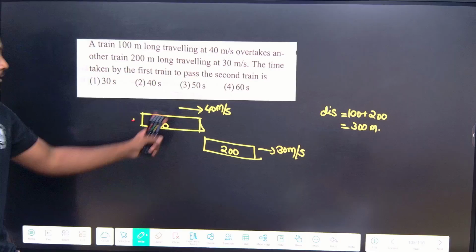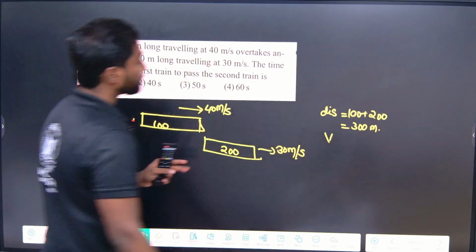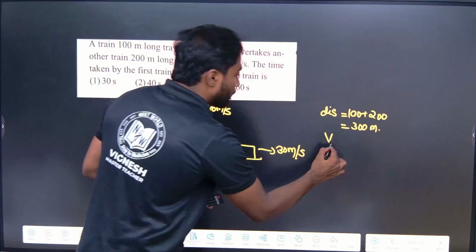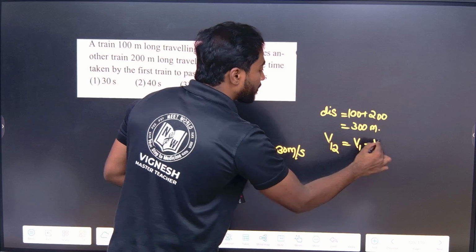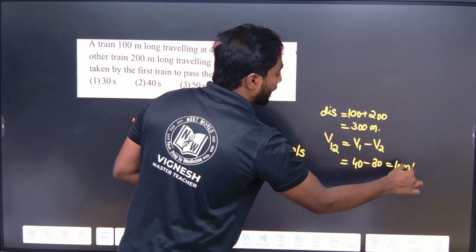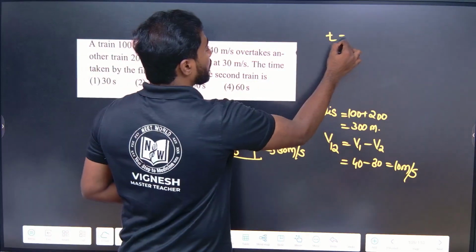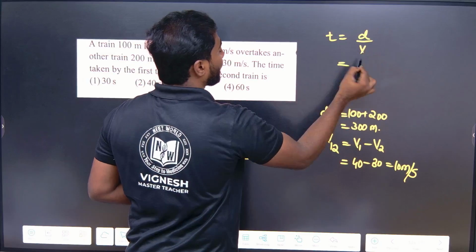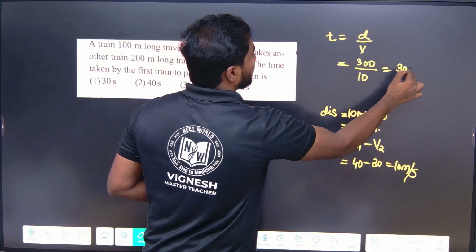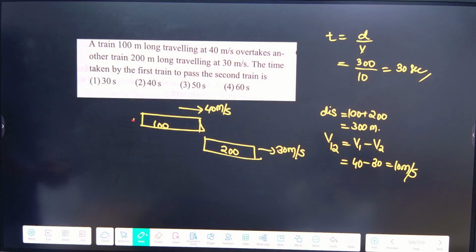What about the velocity? Relatively I am taking, no? What they are asking is the velocity of the first train to pass the second train. So V12 is equal to V1 minus V2, which is nothing but 40 minus 30, 10 meter per second. Now they are asking time, that's it. So time will be equal to displacement by velocity, where displacement is 300, velocity is 10, answer is 30 seconds. Got it? You can take down this one.